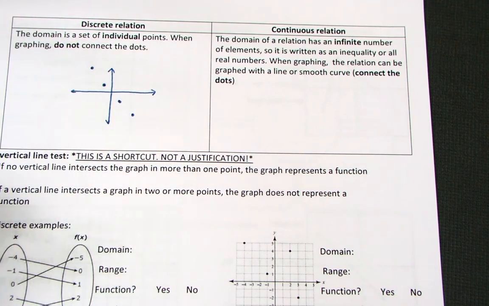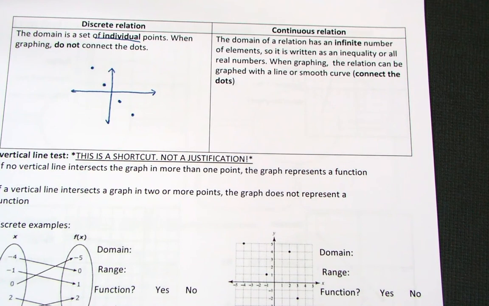You might have one random one out in the corner, but they would not be connected in any way, shape, or form. And when we write the domain and the range for these, we write individual points. So 3, 5, 2, okay? Same for the range. It's individual points.